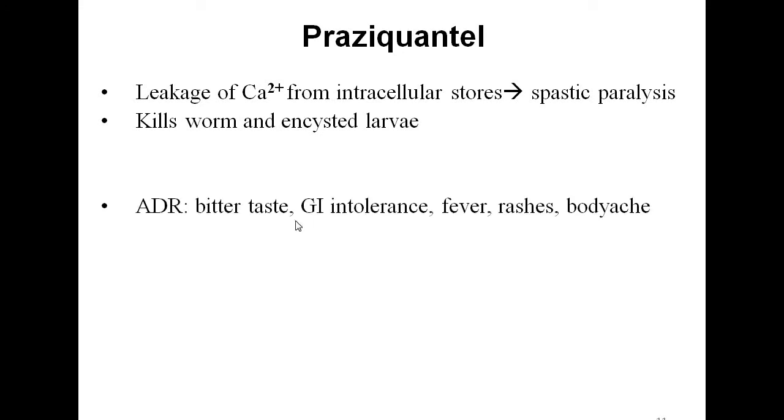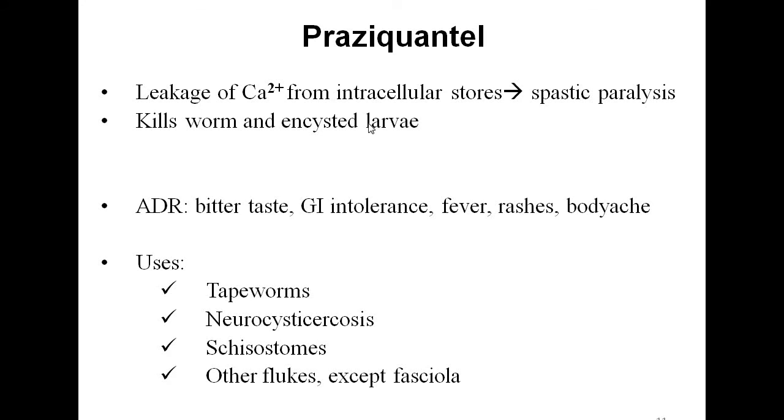Adverse effects: bitter taste, nausea, vomiting, diarrhea, fever, skin rash and body ache. Praziquantel is used for treatment of tapeworm, neurocysticercosis, schistosomiasis and other flukes except Fasciola hepatica.